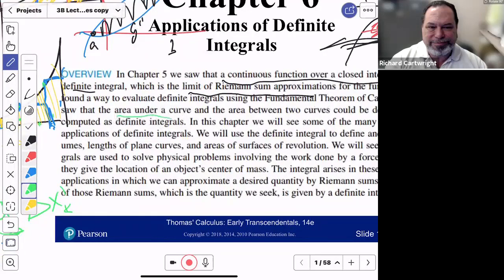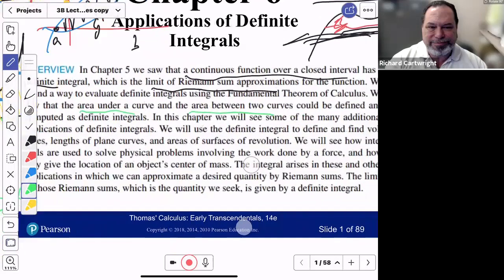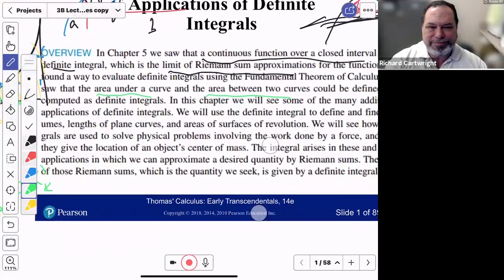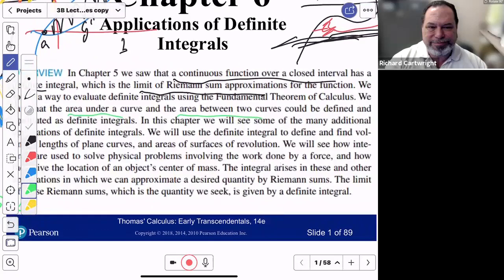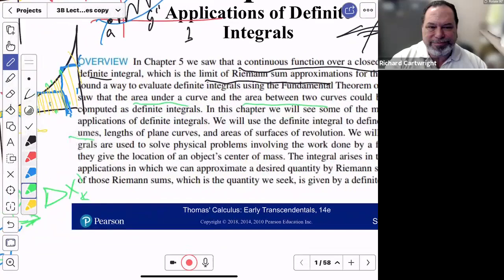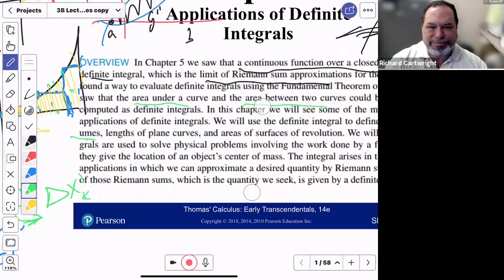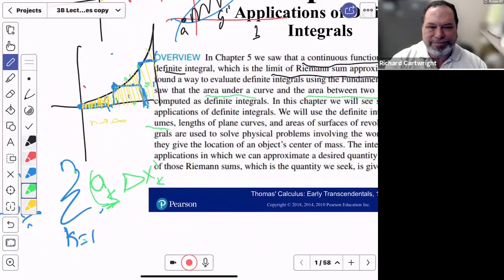We did area under a curve, area between two curves. Now in chapter six, we're gonna do additional applications. We're gonna do work. I believe that means let's find volumes. Instead of just area, how about a volume? If you take that area and you spin it around this axis and create a three-dimensional figure, find the volume of that particular solid that you created out in space.